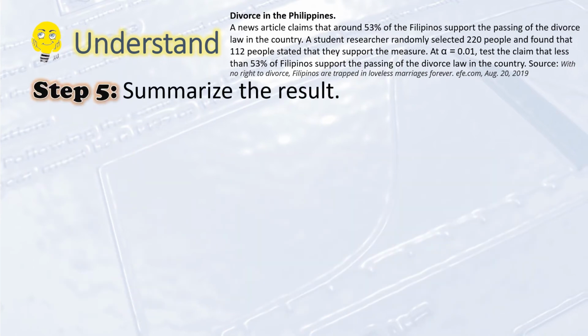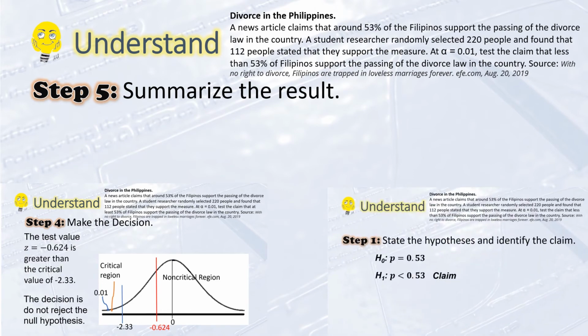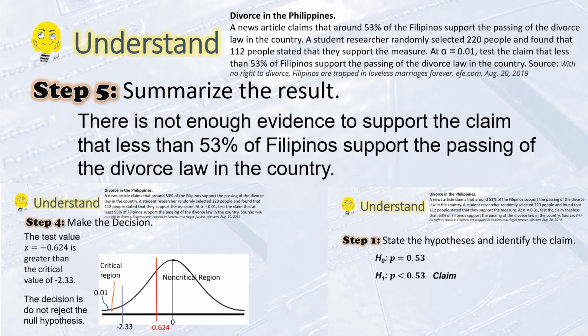This time, let us summarize the result in step 5. Recall that in step 4, the decision is do not reject the null hypothesis. And from step 1, the claim is the alternative hypothesis, that is P less than 0.53. Hence, there is not enough evidence to support the claim that less than 53% of Filipinos support the passing of the divorce law in the country.